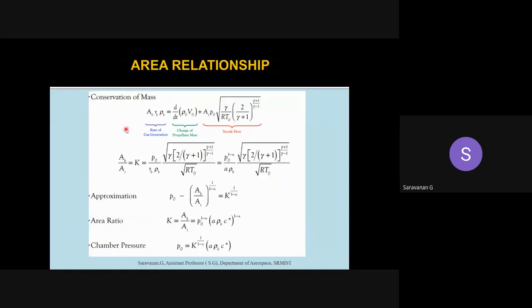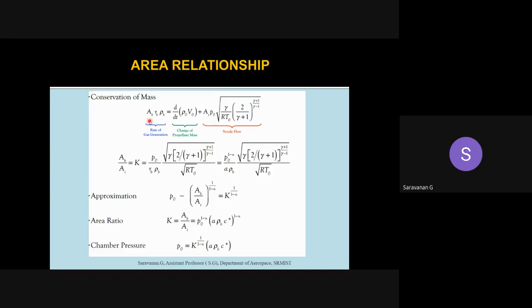Then coming to the conservation of mass principle, again the same principle. The rate of gas generation is equal to the change of propellant mass plus the nozzle flow. So this is mass in, mass out, sorry, conservation of mass. Using the relation: A_b r ρ_p = d/dt(ρ_0 V_0) + A_t P_0 /√(T_0) · √(γ/R) (2/(γ+1))^((γ+1)/(2(γ−1))). The same formula we already had in unit 1, for the nozzle exhaust velocity case: ρAV, the density, the area and the velocity of the nozzle.